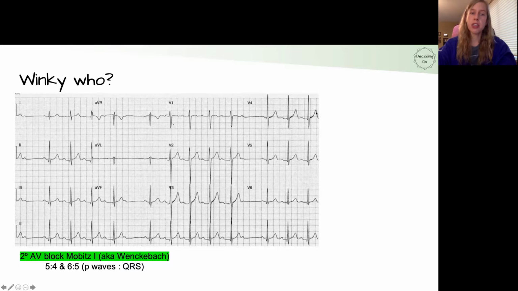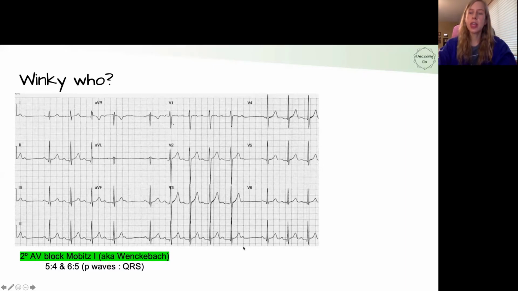So what those ratios mean is the number of P waves to the number of QRSs. So in this first one, we have 1, 2, 3, 4, 5 P waves, but 1, 2, 3, 4 QRSs. So that's the 5 to 4. Over here, we have a 6 to 5. We have 6 P waves and 5 QRSs. So you'll see oftentimes a 2 to 1 or a 3 to 2. That means P waves to QRS.